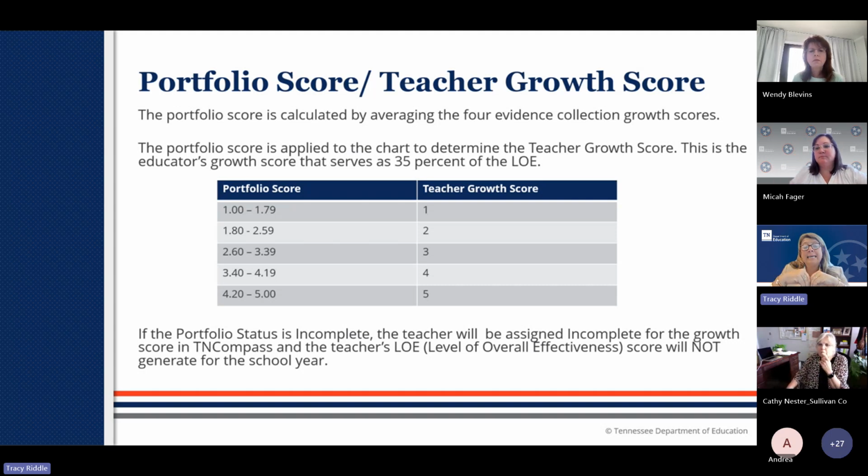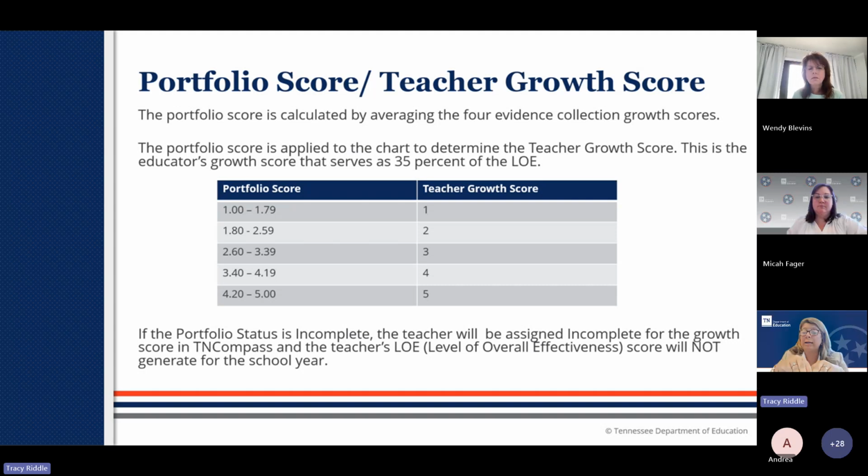If a teacher is incomplete, and you can already see that in your teacher report, they will not get a growth score in that box, and you'll see the incomplete status. Teachers that are incomplete will get the word incomplete in T-Encompass in their growth score box for portfolio, and those teachers will not generate an LOE.